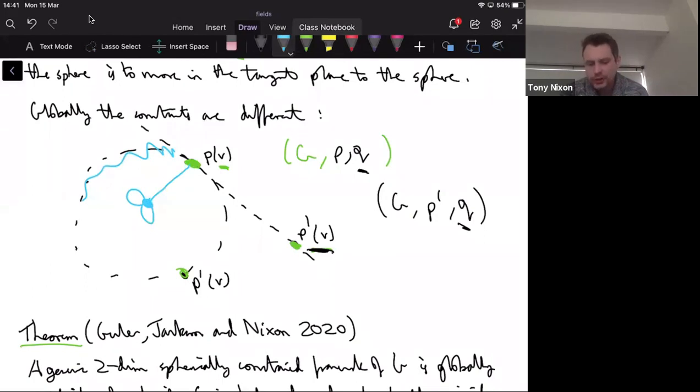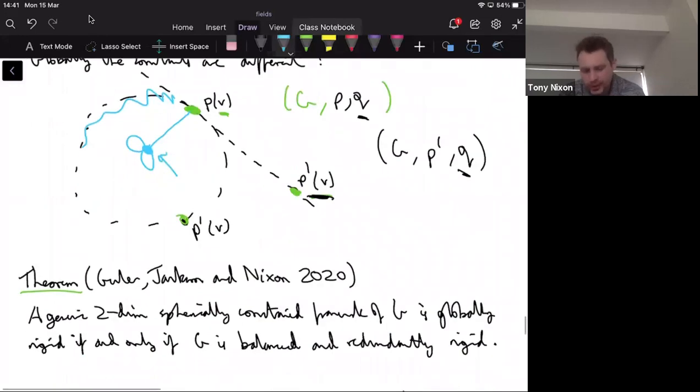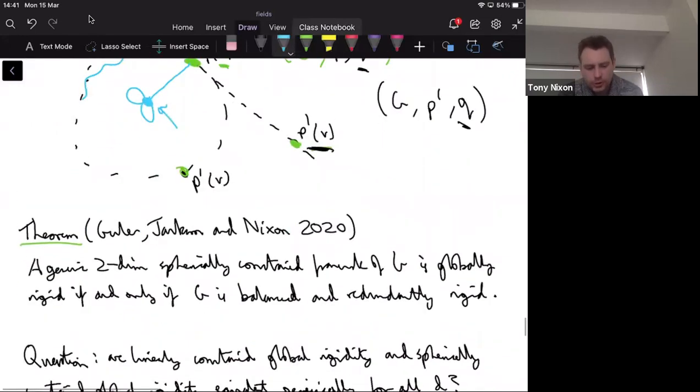But then you'd have to solve a linearly constrained problem with lots of vertices like this. And so that's how we show that for two-dimensional spherically constrained, you get the same answer. You get balanced and redundantly rigid.